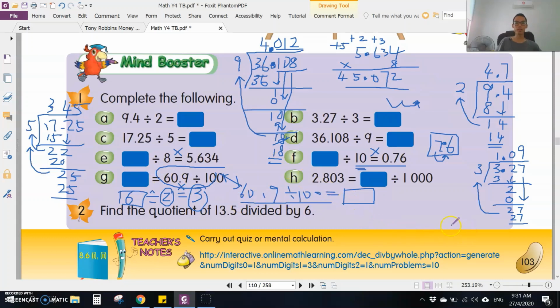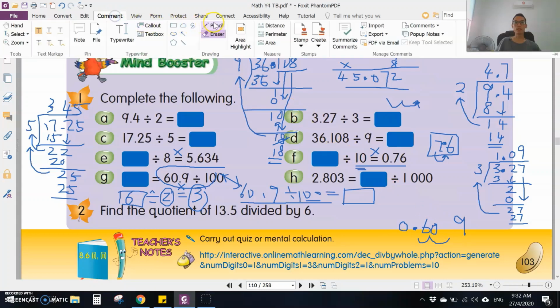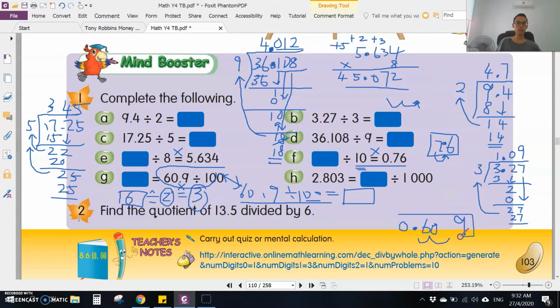So divide, bahagi, titik gerak ke kiri. So 60.9, you move 2 times because 2 zeros, okay? 2 kosong di sini, so gerak 2 kali ke kiri. 1, 2, titik. Depan mesti ada kosong. Okay, so this decimal point is no longer here. So the answer is 0.609.